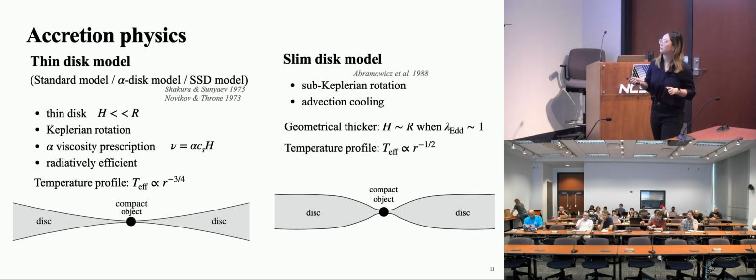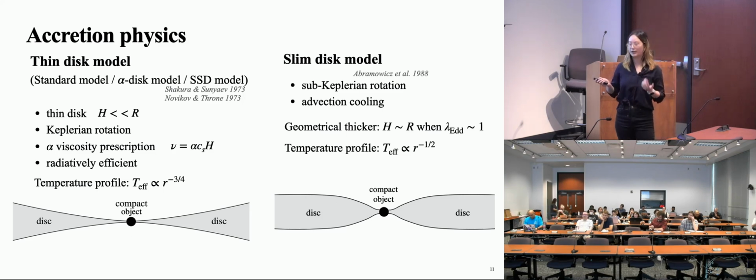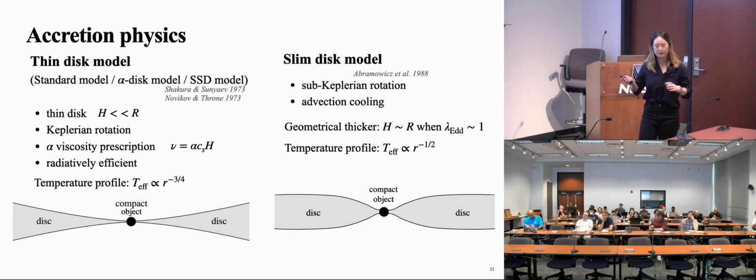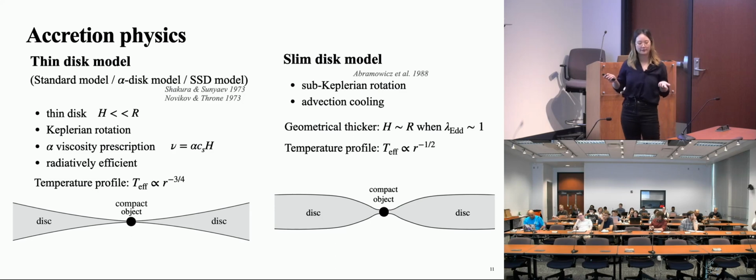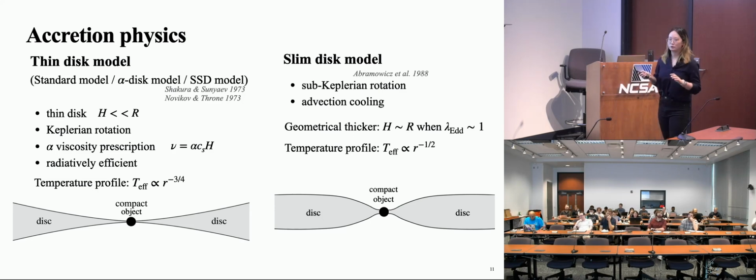Later, people realized that when the accretion rate increases, this model becomes unstable, and the height of the disk cannot be ignored. It becomes comparable because of the increase of the radiation pressure. So people tried to find new models.